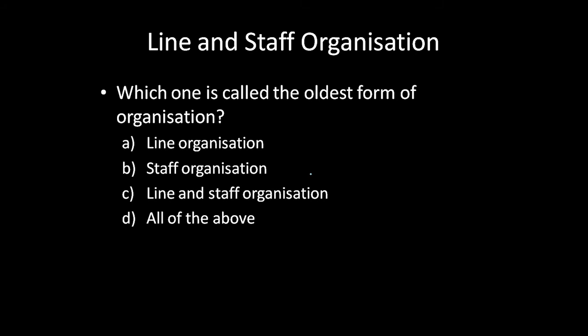Now let us move to the next portion, line and staff organization. Which one is called the oldest form of organization? Is it line organization? Is it staff organization? Is it line and staff organization, or is it all of the above? The answer is only line organization is the oldest form. This has been seen since the time of wars. Militaries follow line organization, and this is the oldest form of organization that we have.